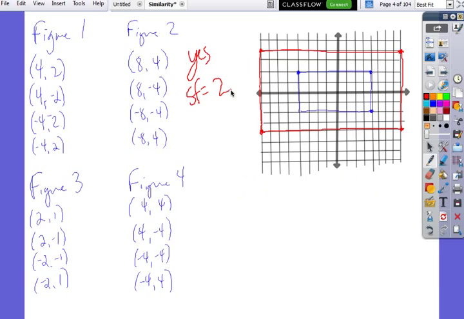All right, go to figure 3. 2, 1. All right, is that one? Yes. If we say yes, then what's the scale factor? It can't be 2. It's 1/2. The way to do it is this: take the second numbers and divide them by the first numbers. For example, if I do 2 divided by 4, what do I get? 1/2. If I do 1 divided by 2, what do I get? 1/2. There's your scale factor.